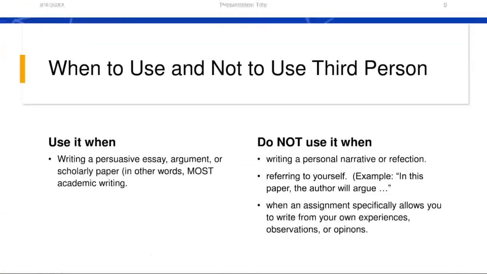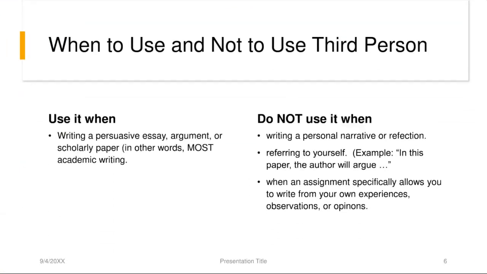Okay. Here are some tips on when to use and not to use third person. Use it when you're writing a persuasive essay, an argument, or a scholarly paper. In other words, most of the academic writing you will do in college will be done in third person. Do not use it when you're writing a personal narrative or reflection.